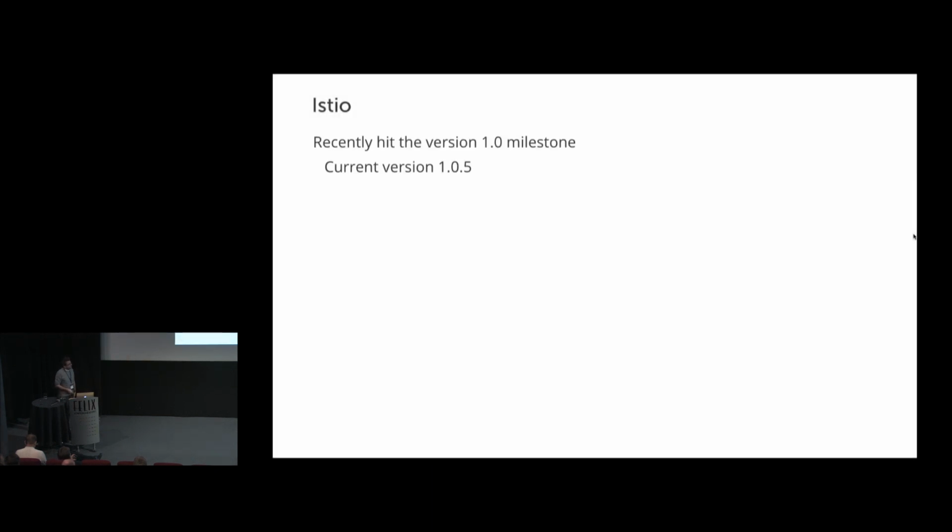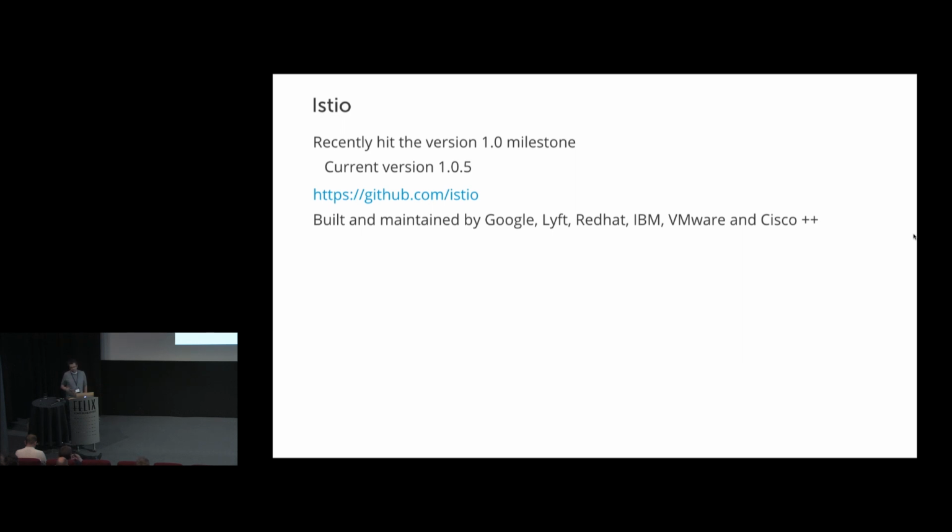Istio recently hit the 1.0 milestone. This was in August last year, and the current version is 1.0.5. And they're fixing small bugs. They're doing all kinds of improvements to it all the time, and it's quite an active project. It's on GitHub, and it's built on top of things that have come out of Google, and especially Lyft, which we'll get back to. But then IBM, VMware, and Cisco, and a lot of other companies are also contributing to Istio.